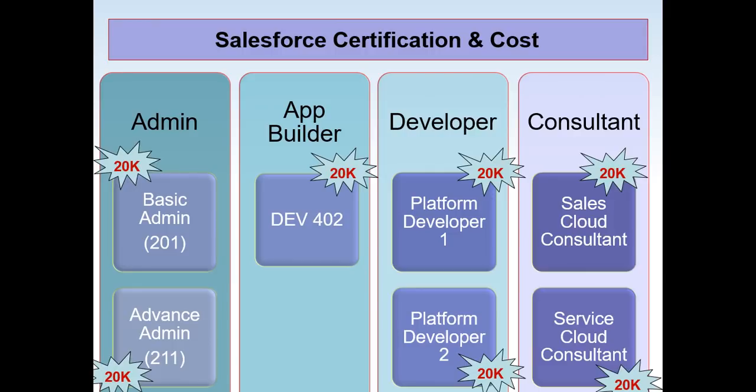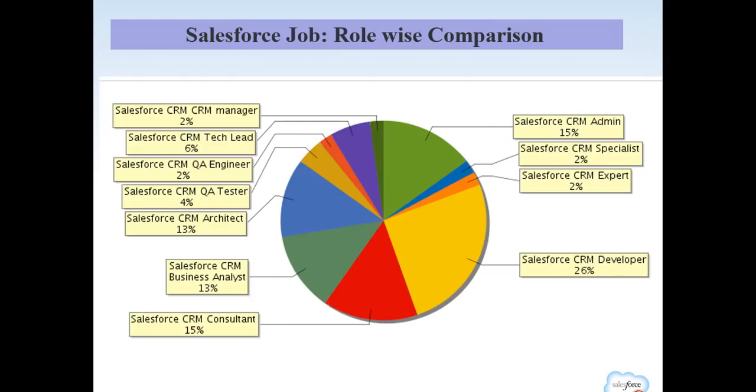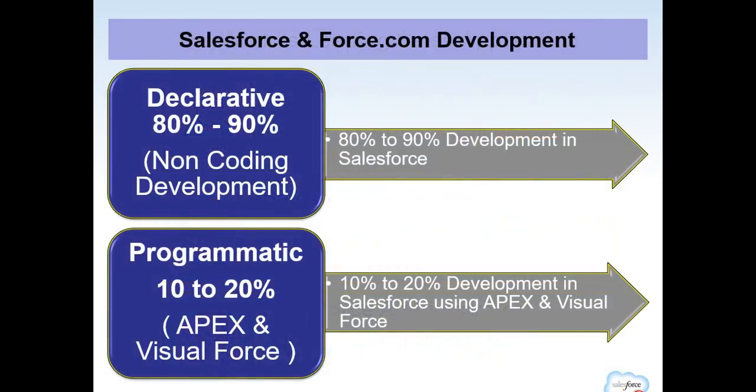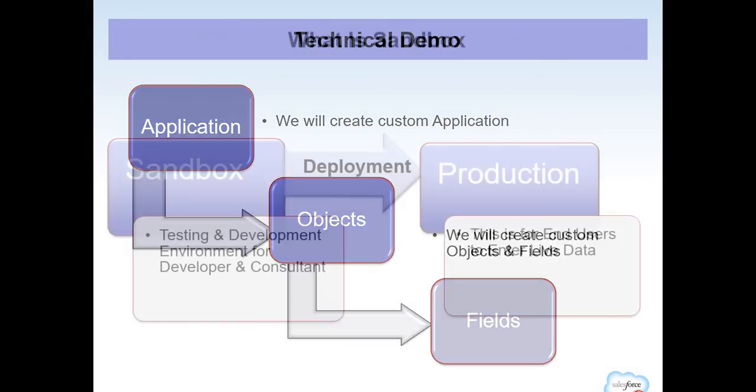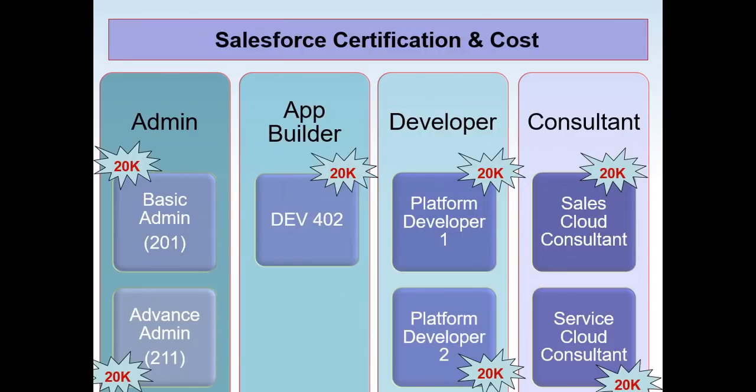App builder, as the name suggests, you are going to learn how to build apps, how to develop applications. But in this developer 402 training, you are going to learn the 80% non-coding development. So here we develop 80% without any kind of coding. You learn that development in developer 402.